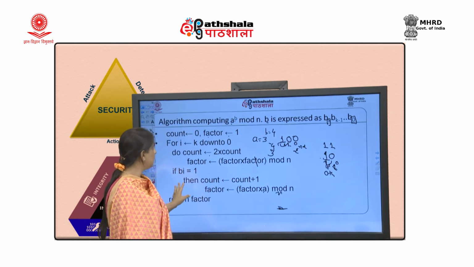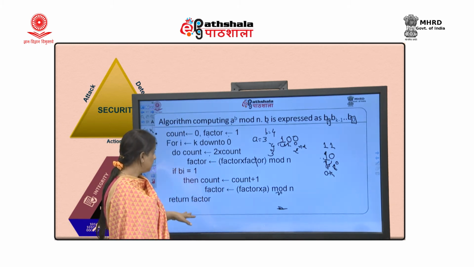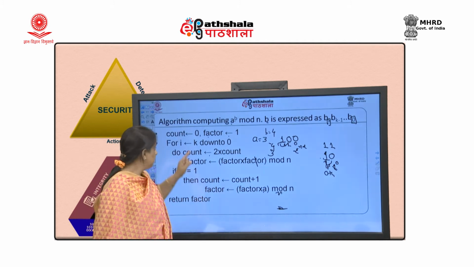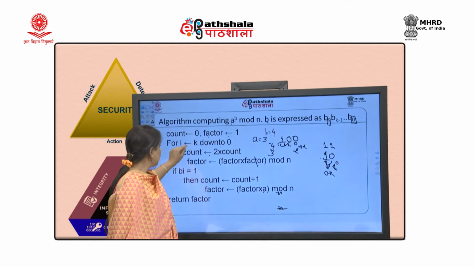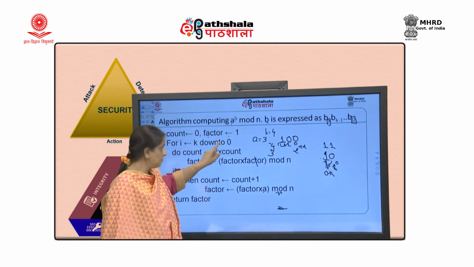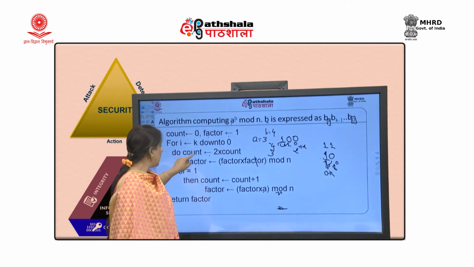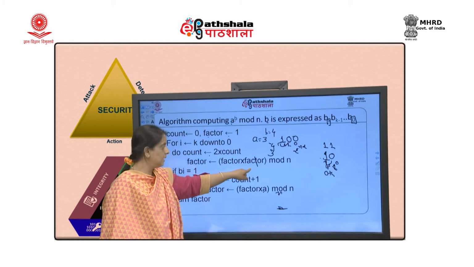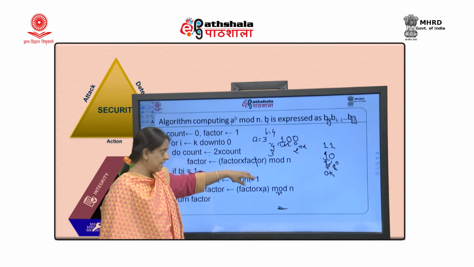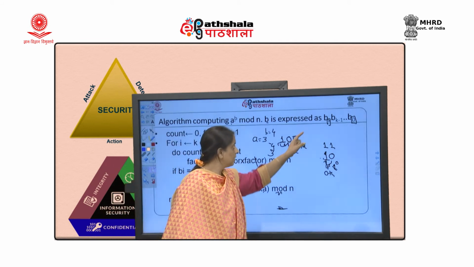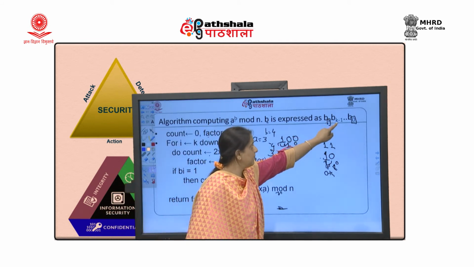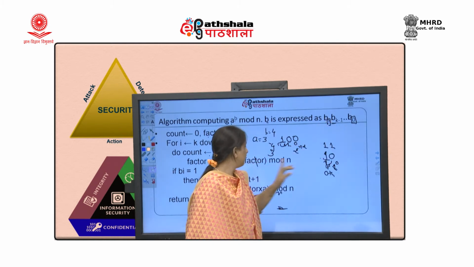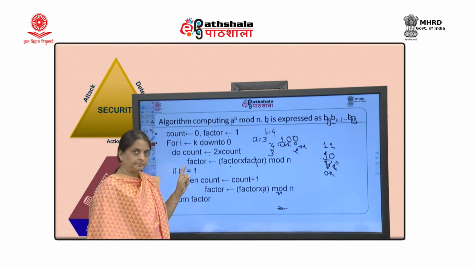So, this is the square and multiply algorithm. I will just briefly put the points. i has to go from k down to 0, count should be multiplied by 2, factor should be multiplied by itself. As I said, every time you move from k to k minus 1 to 0, you are shifting to the left. So, the number is doubled.